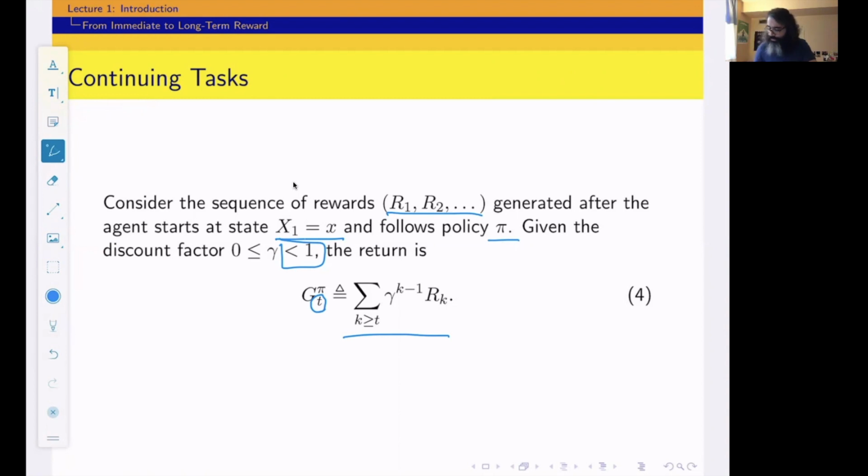Okay, so this is not correct. It should be gamma to the power of k minus t. So here, this part was incorrect. Essentially, we want to talk about the return that we get after time step t moving forward. That's the idea of return.